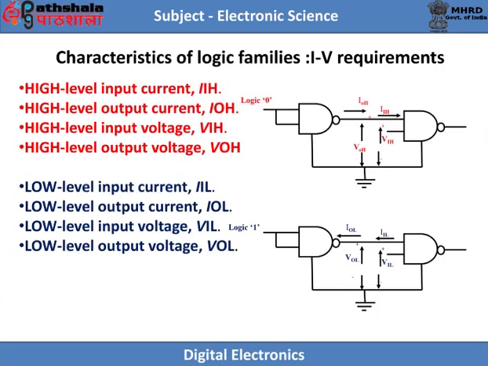High level input voltage, VIH. This is the minimum voltage level that needs to be applied at the input to be recognized as a legal high level for the specified family. High level output voltage, VOH. This is the minimum voltage on the output pin of a logic function when the input conditions establish logic high at the output for the specified family.